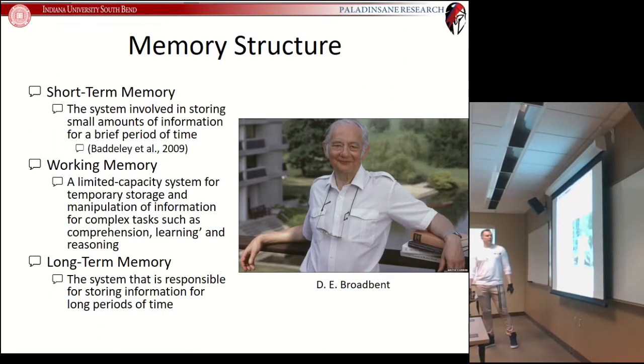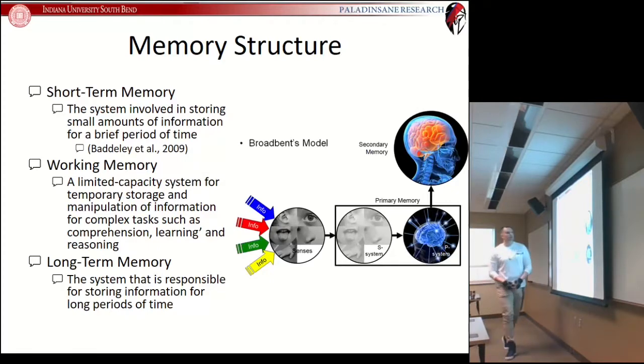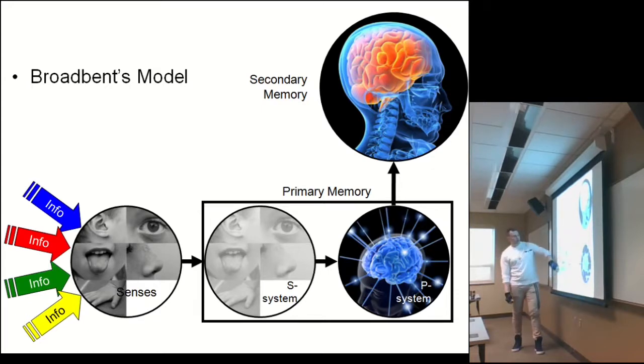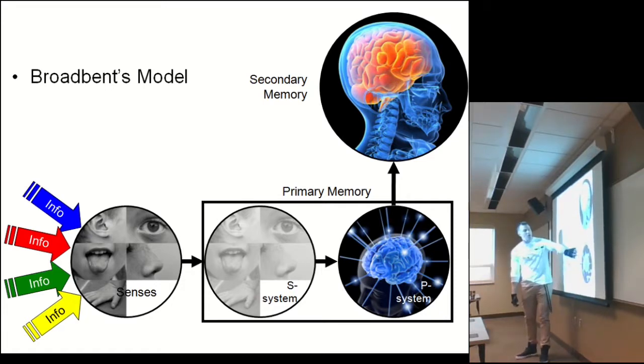All right, and one more. We got Broadbent, getting more relaxed now. And Broadbent's model of memory is one of the ones that became the most influential. This is one of the ones that we come across most often in introductory psychology courses. And this is the idea that we have information coming in that gets picked up by the senses. And then the senses have their own memory. This is called the S system of memory.